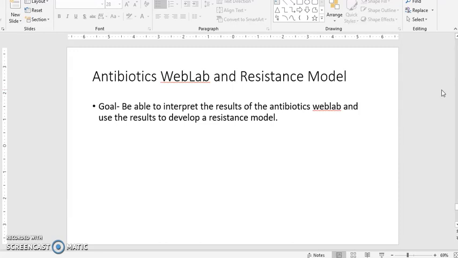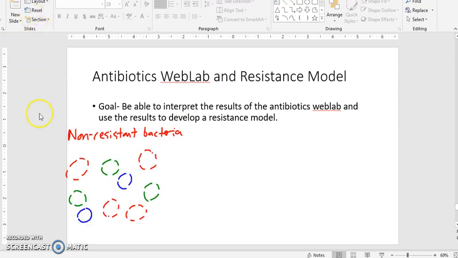This is basically the point of the whole unit: to figure out how this happens. How do the bacteria become resistant? So I'm going to go over to the board and draw a few things. Let's start off by drawing the non-resistant population, because that's what we start with. Okay, what I've drawn here is our population of non-resistant bacteria.